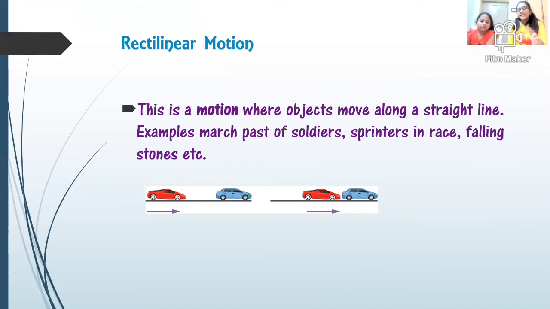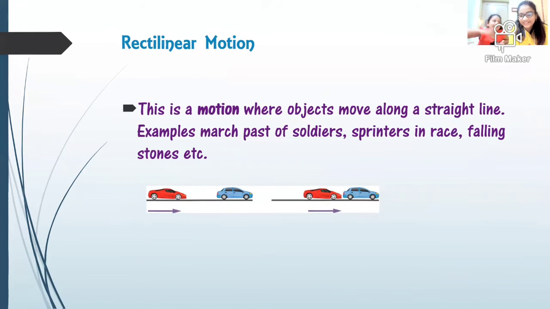Now you can see these cars. These four cars are moving in a straight line. They are in motion. When objects move in a straight line, this type of motion is known as rectilinear motion. The cars are in patterns. Look, red, blue, red, blue.